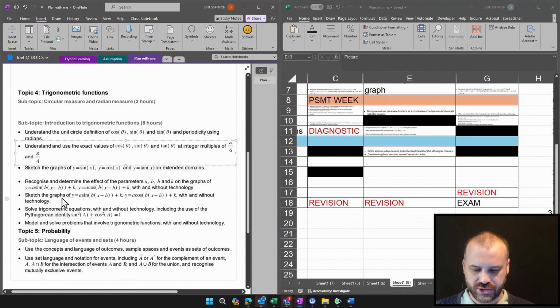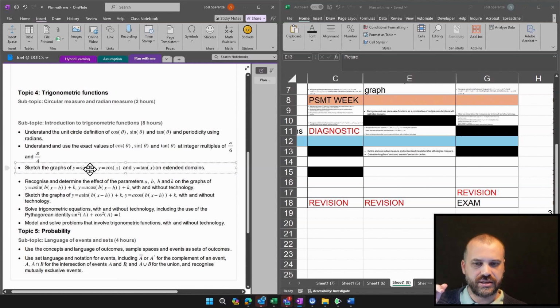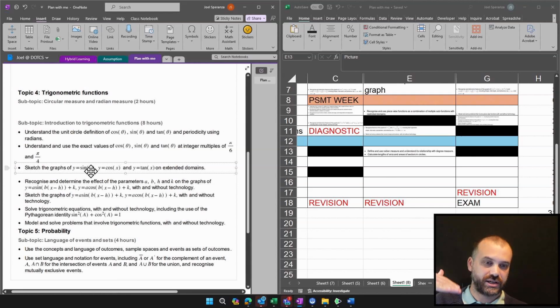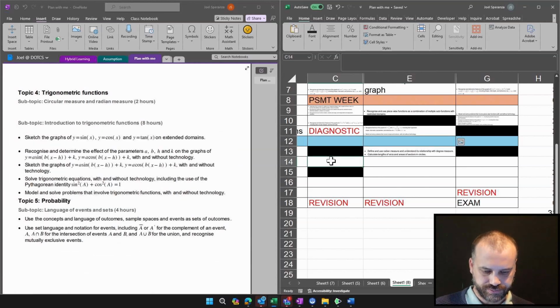I was tempted to move solving trig equations up to here, but I think maybe we should let them sketch the graphs first, because then they can understand why they're solving the trig equations. If they solve the trig equations, they can find out what the value of y is when x equals this, and the value of x when y equals this. So I think we're going to focus here on understanding the circle definition of cos theta and sin theta and finding the exact values of things. Okay, so that's going to be a lesson.